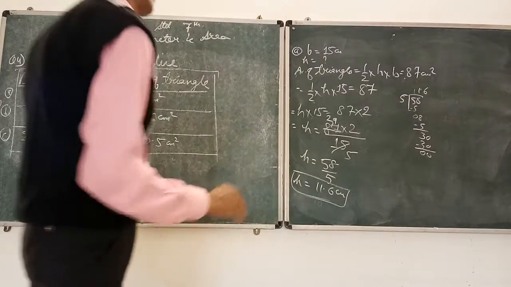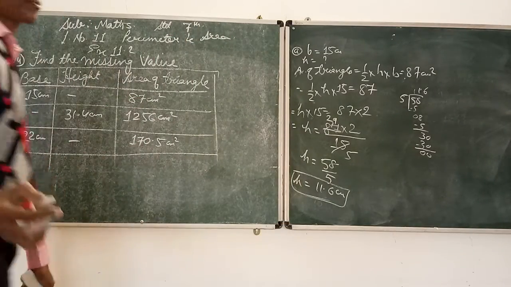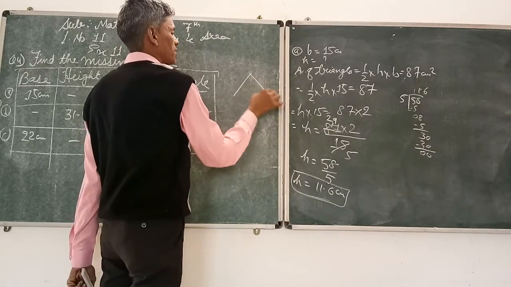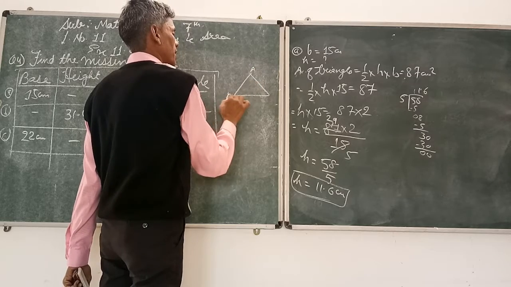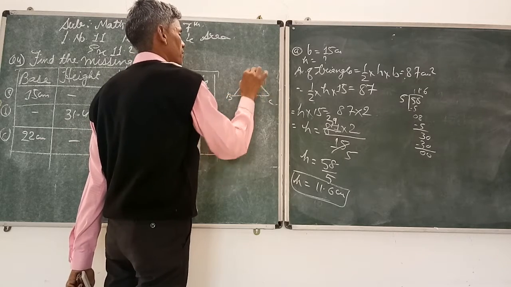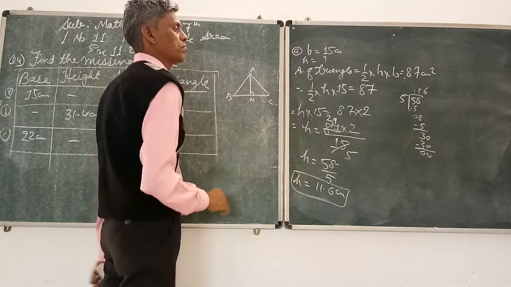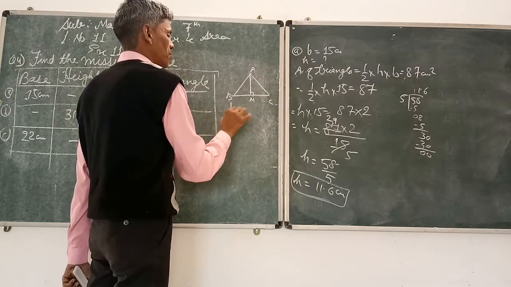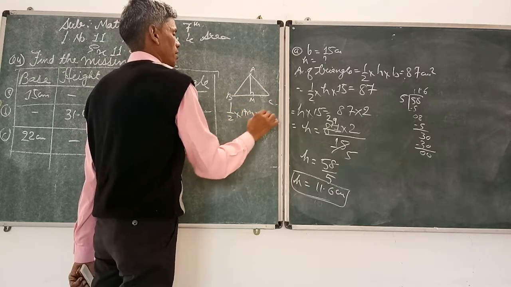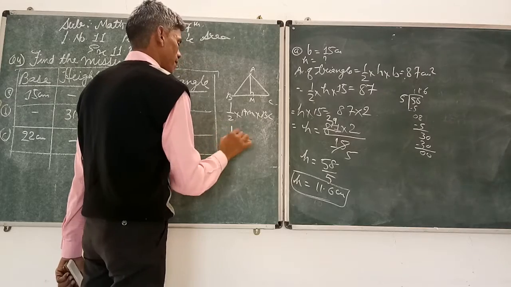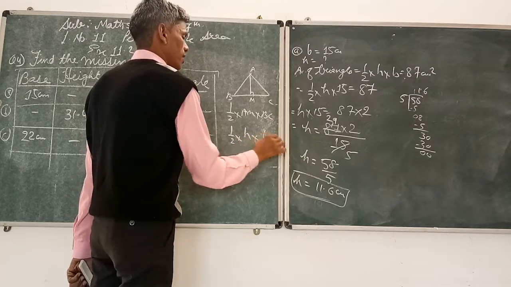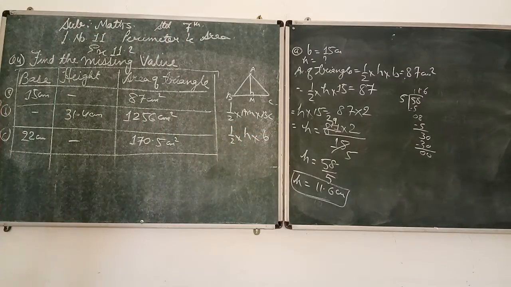Height of triangle is 11.6. We know that area of triangle ABC, this is altitude AM and this is base. So half into AM into BC. Half into AM is the altitude and BC is the base. Like this we have to solve this sum. Next question.